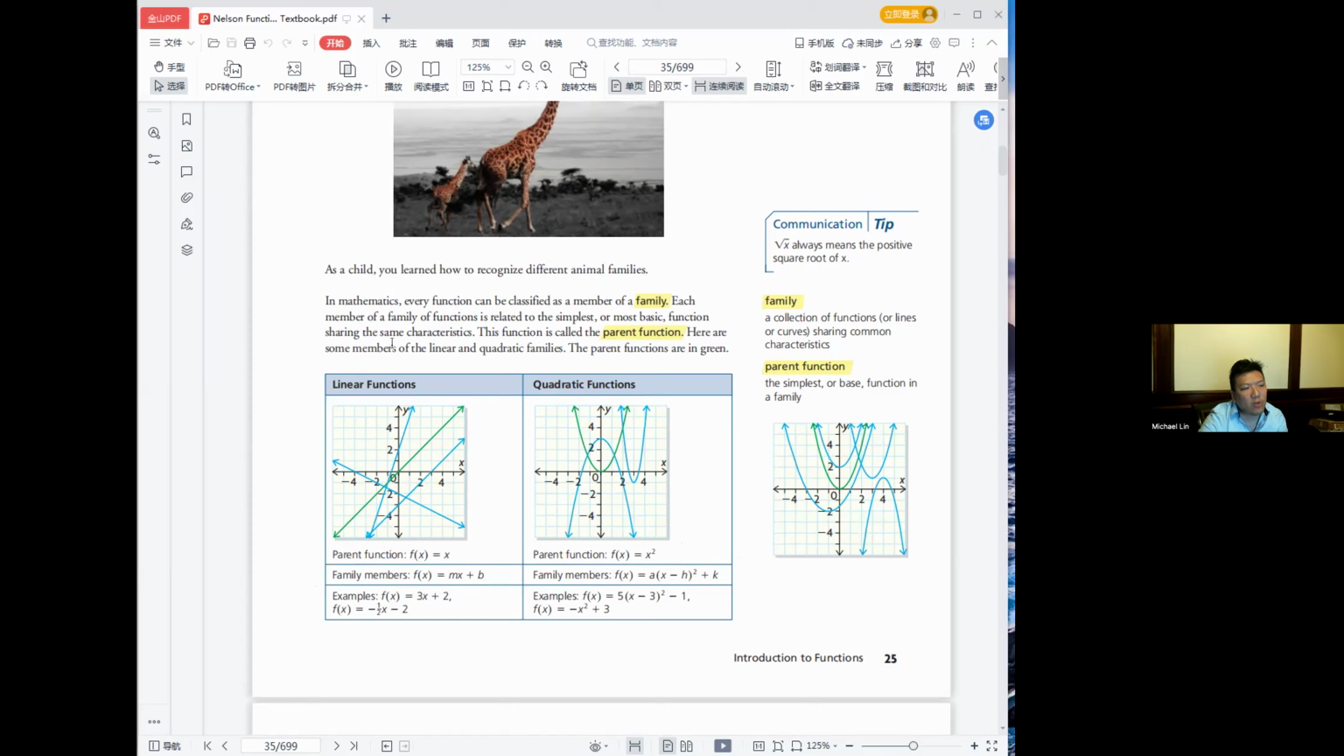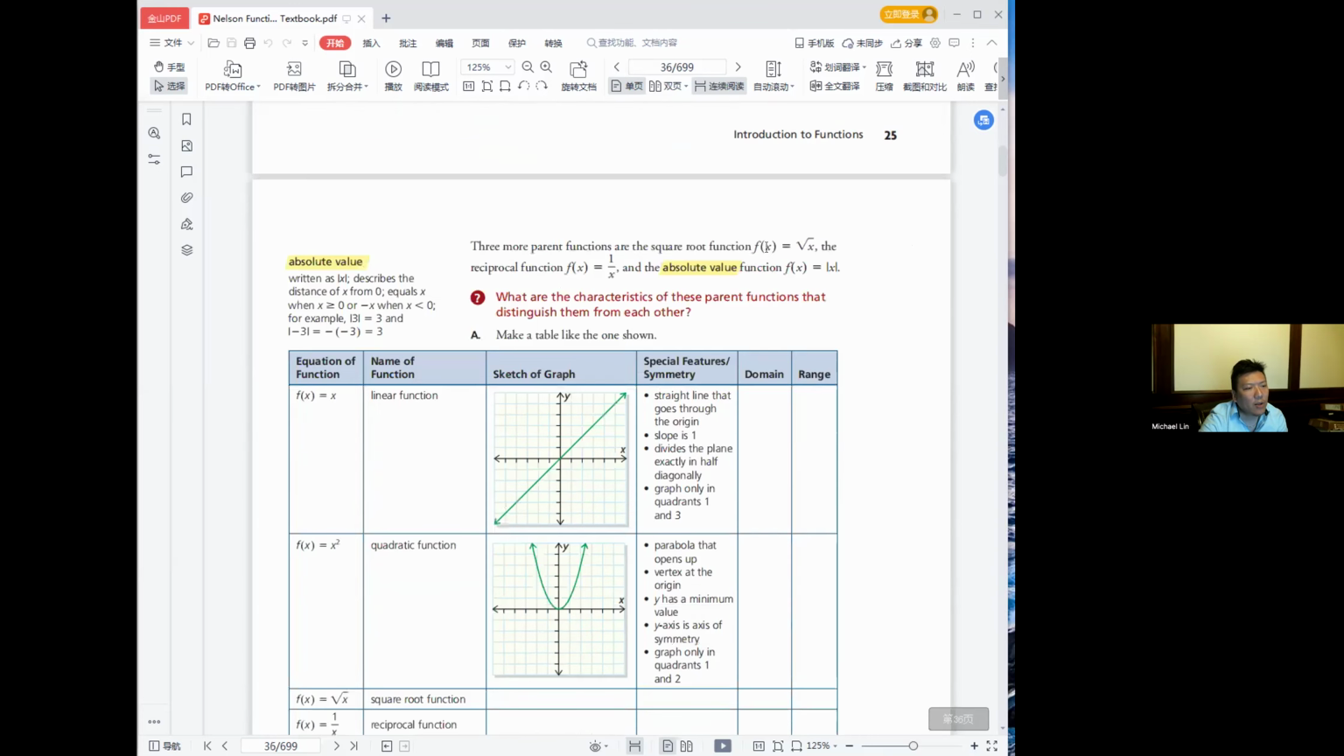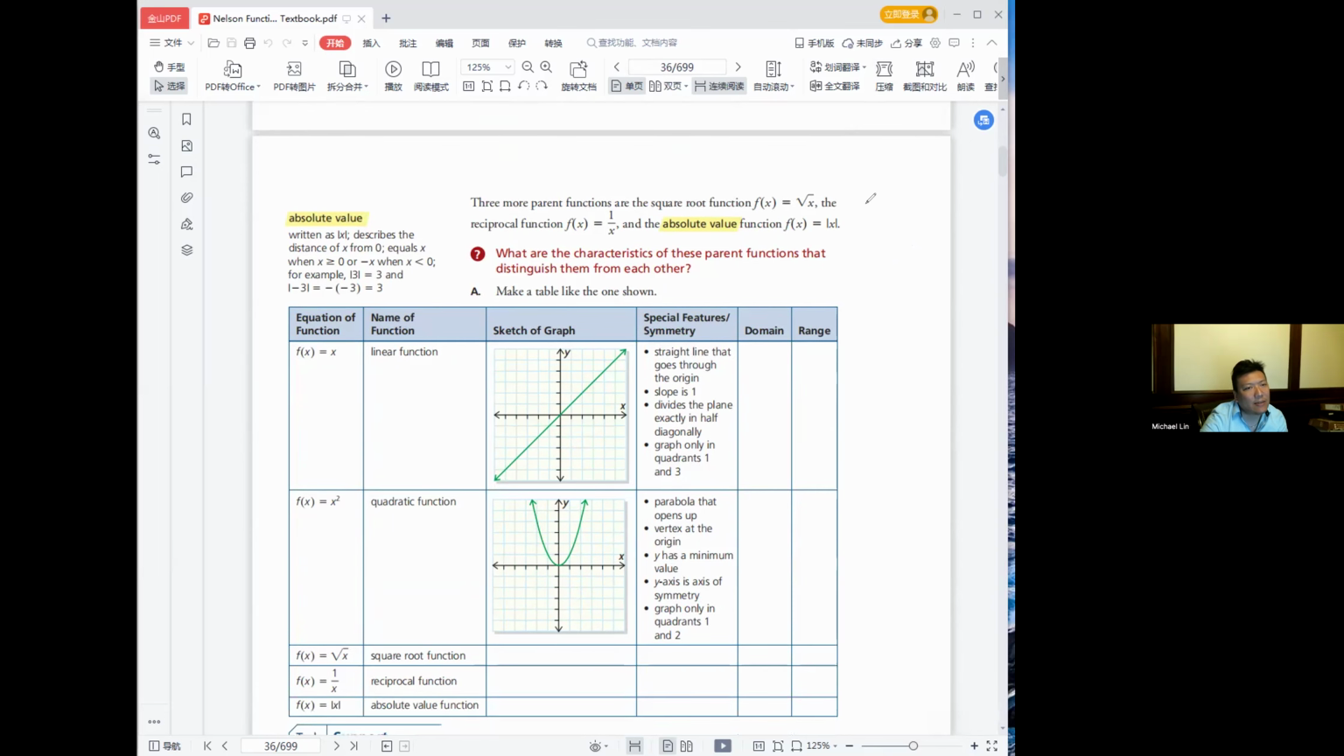Now you should already remember linear functions and quadratic functions from your grade 9, grade 10 year. But in grade 11, you are going to learn about at least, like, I would say 5 new functions. Okay, they're as follows. You have the radical function, or they call it the square root function. You have the reciprocal function.